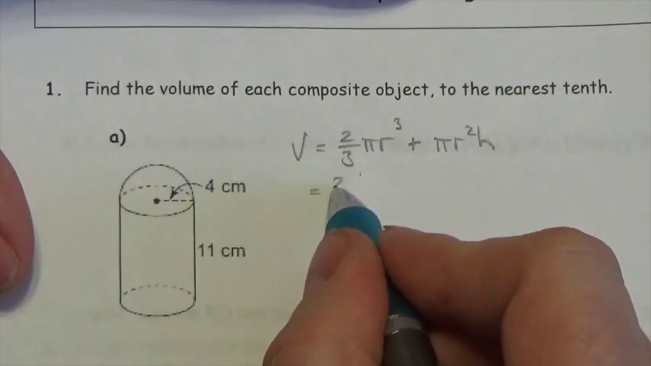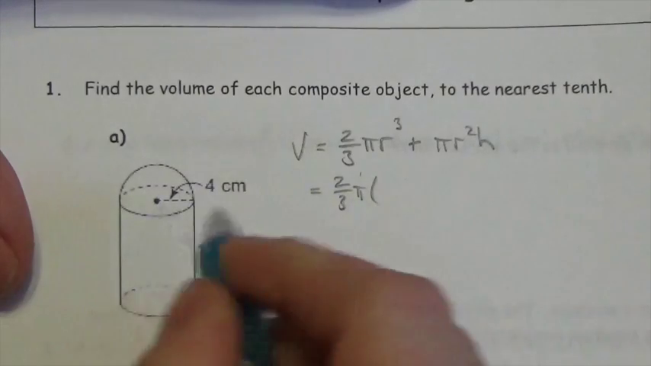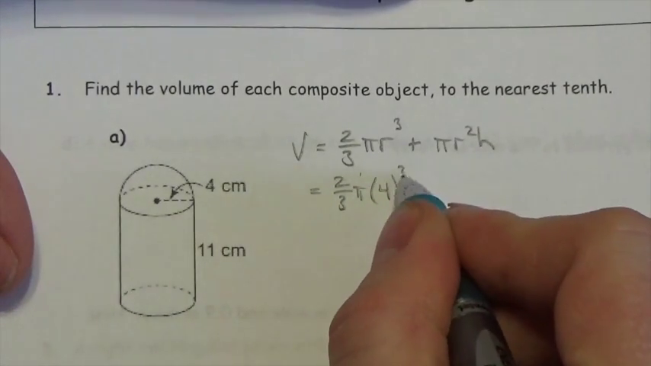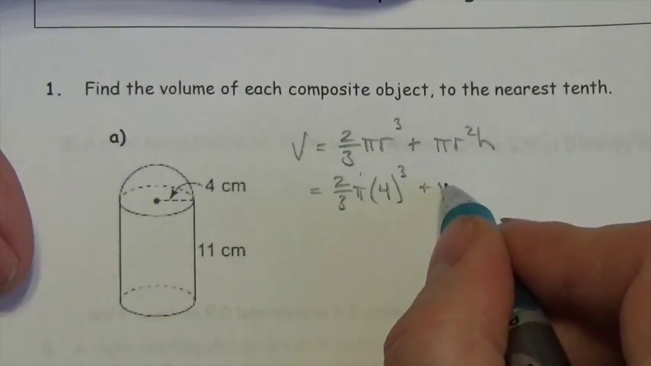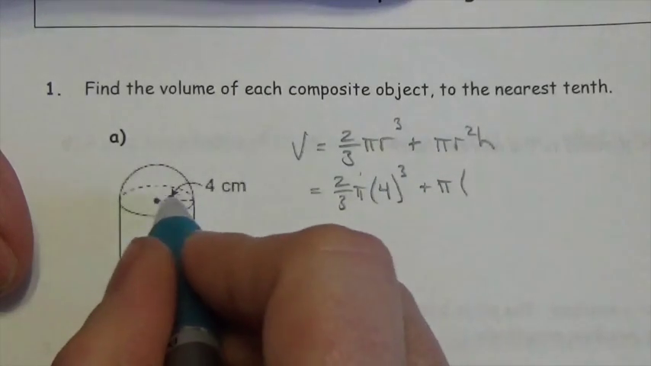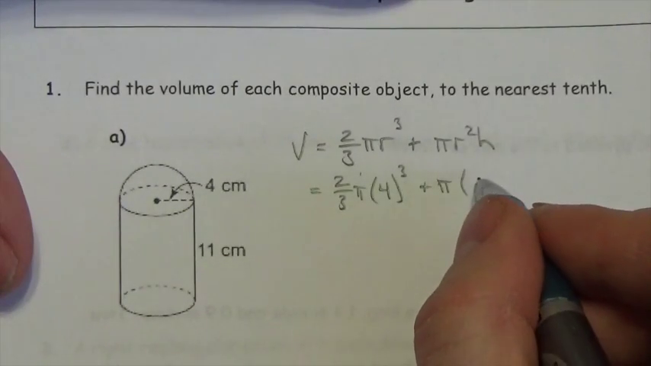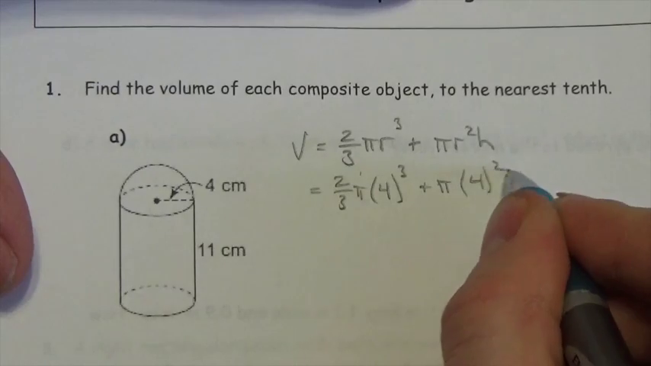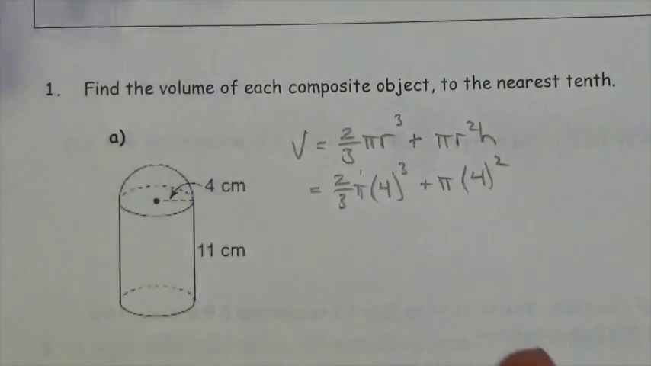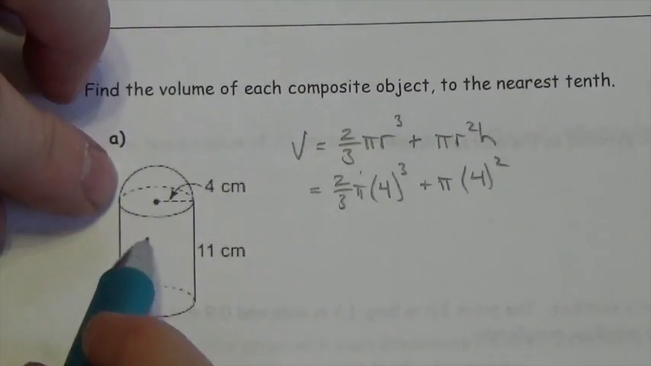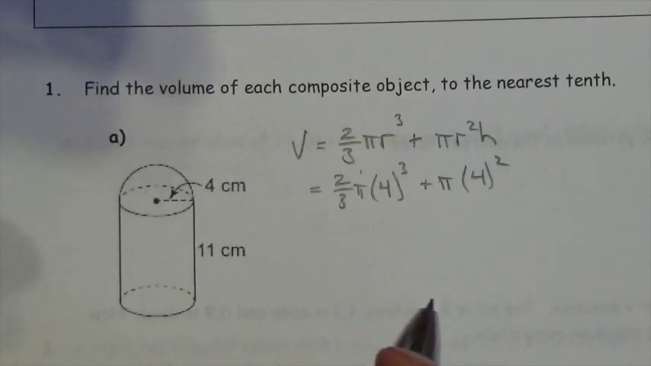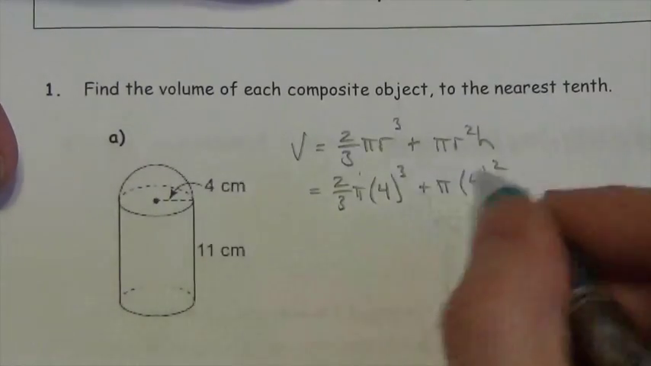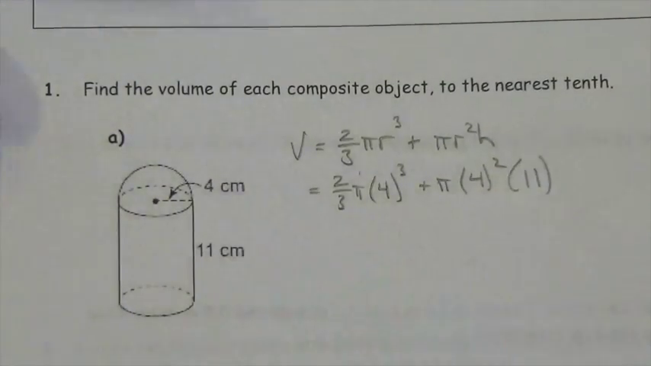So in this case, this will be 2/3 pi, and the radius there we're told is 4, so 4 cubed, plus pi times, the radius of the hemisphere and the radius of the cylinder are the same. That's part of what makes it nice about these composite shapes. They're going to typically share some properties. And then the height is going to be 11.